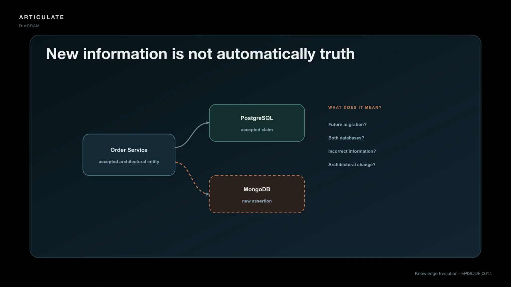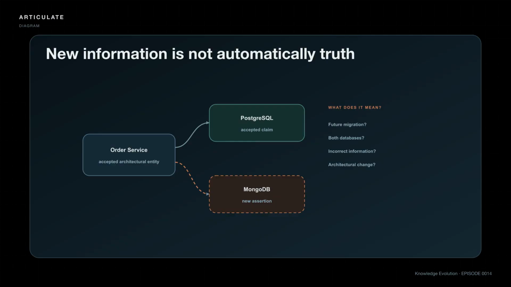Imagine Articulate currently believes the order service uses Postgres. There is evidence supporting that claim, and we have reasonably high confidence in that. Then some new information arrives. The order service uses MongoDB. So what should Articulate do?